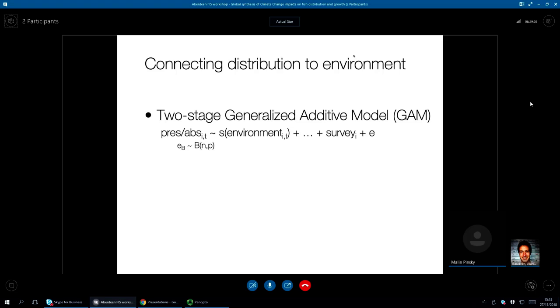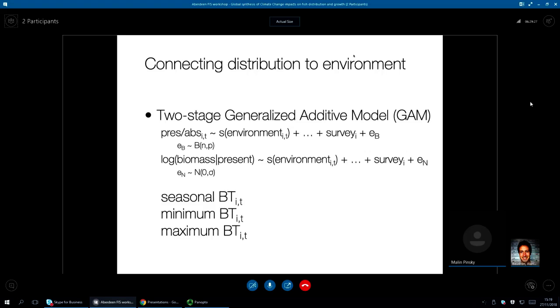And then the second stage of the generalized additive model is a model of log biomass conditional on it being present. So this is only when biomass is greater than 0. Again, as a function of environment and survey, and now normally distributed errors. There are some potentially new error terms that allow us to do this just as one model rather than as two-stage, but we haven't used them yet.